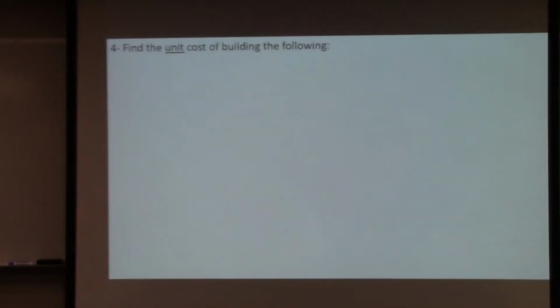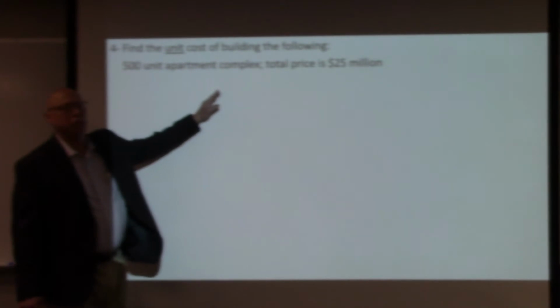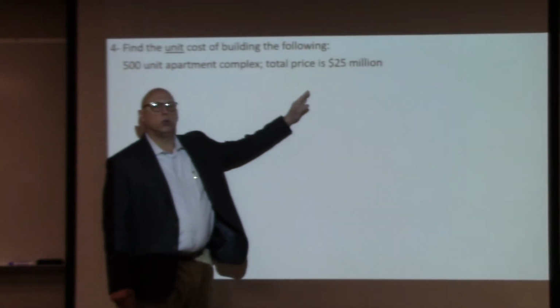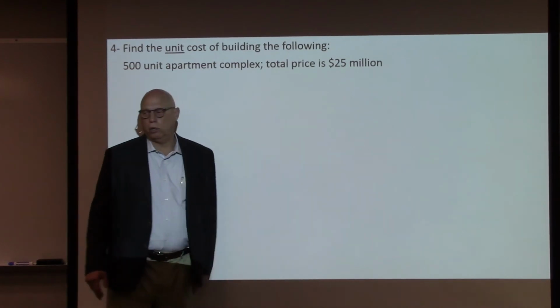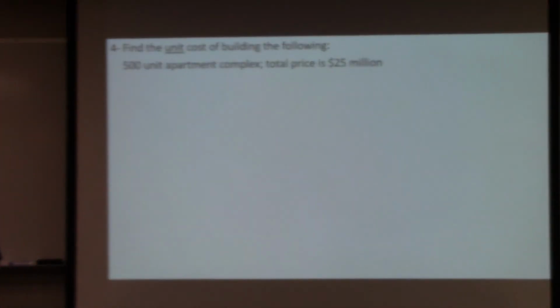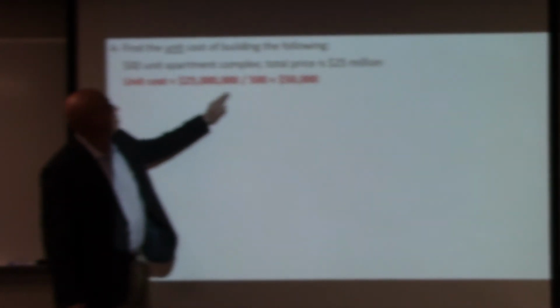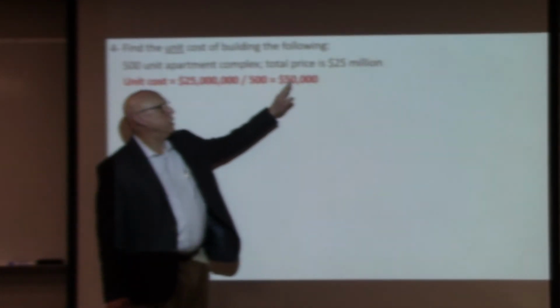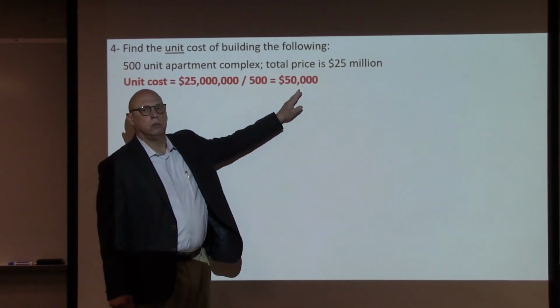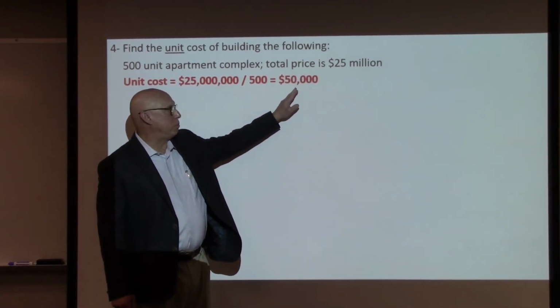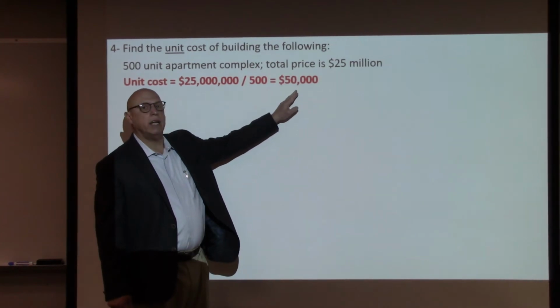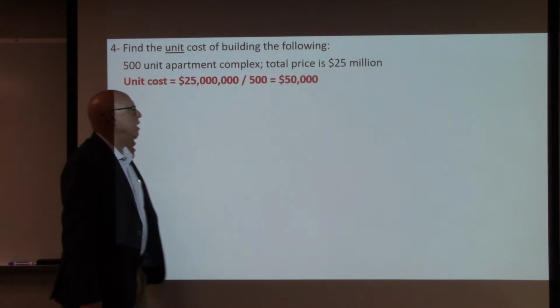Now let's find the unit cost of building the following. We have a 500-unit apartment complex that we're looking at, and the total price is $25 million. What is the cost per unit, or the cost per apartment? $25 million divided by 500 apartments is $50,000 per apartment. Per apartment or unit. Now that might include the pool and the clubhouse, or it might not. We've got to make sure of what that includes.